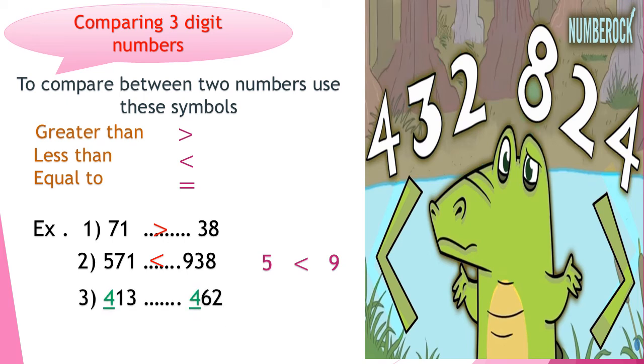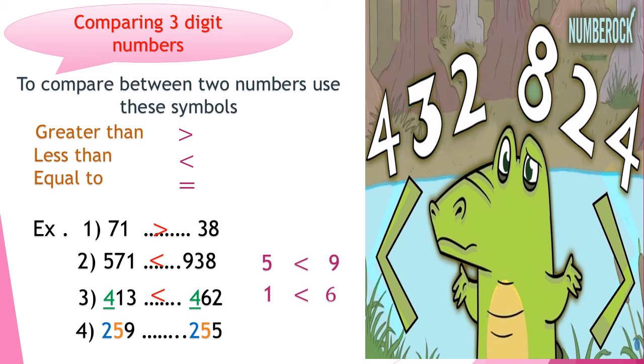Number 3, 413, 462. Three digits and also three digits. Look at the hundreds place. 4 and 4. They are the same. Then look at the tens place. 1 and 6. And we know that 1 is less than 6. Then 413 is less than 462.